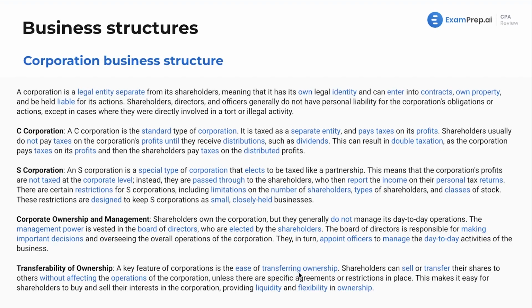So you don't think about it, but that may be a significant issue for those other types of entities. It's difficult to transfer ownership from one person to another. Shareholders can sell or transfer their shares to others without affecting the operations of the corporation, unless there are specific agreements or restrictions in place. Overall, liquidity, flexibility, super easy to raise money, super easy to transfer ownership, sell, mergers, acquisitions, all that good stuff.